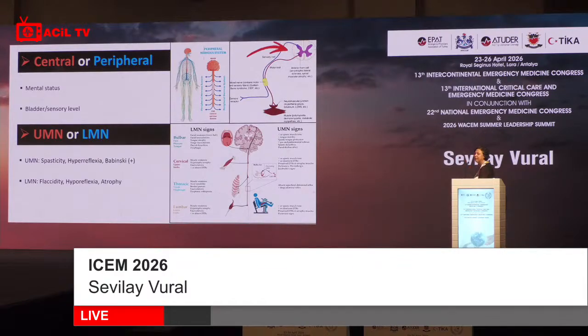And another anatomical differentiation between these two entities is, for example, that the lower motor neuron starts, in fact, inside the central nervous system, in the anterior horn of the spinal cord.